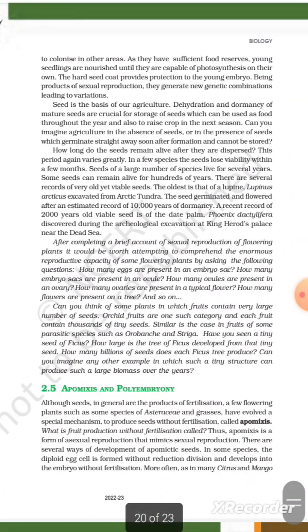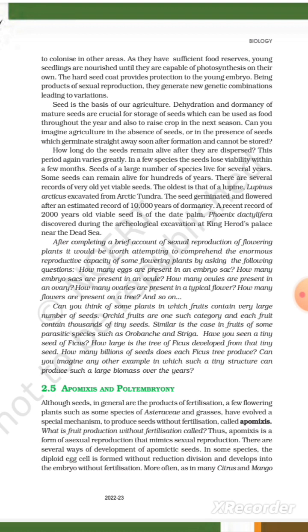To colonize in other areas. As they have sufficient food reserves, young seedlings are nourished until they are capable of photosynthesis on their own. The hard seed coat provides protection to the young embryo. Being products of sexual reproduction, they generate new genetic combinations leading to variation. Seed is the basis of our agriculture. Dehydration and dormancy of mature seed are crucial for storage of seed, which can be used as food throughout the year and also to raise crops in the next season.